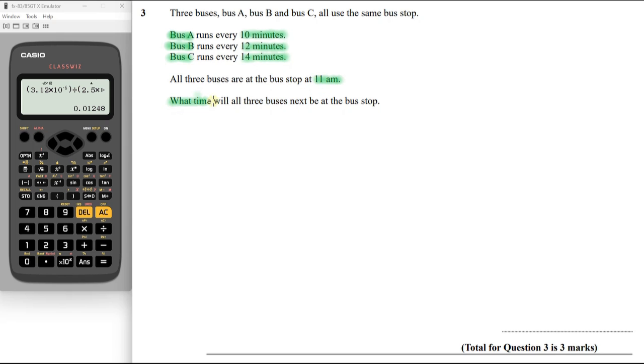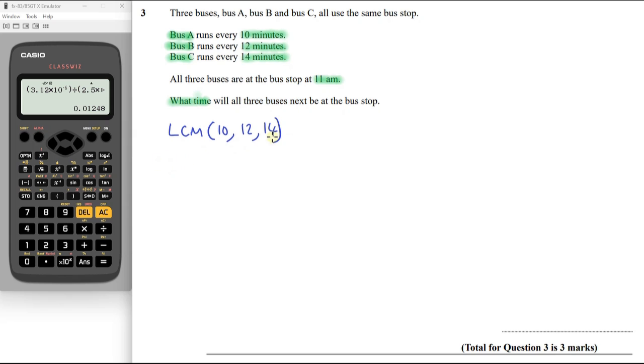What time will all 3 buses be at the bus stop again? So for this question, we will need to work out the lowest common multiple of 10, 12 and 14. And the reason for that is because we want to know when they next meet at the bus stop. So that will be the lowest common multiple.